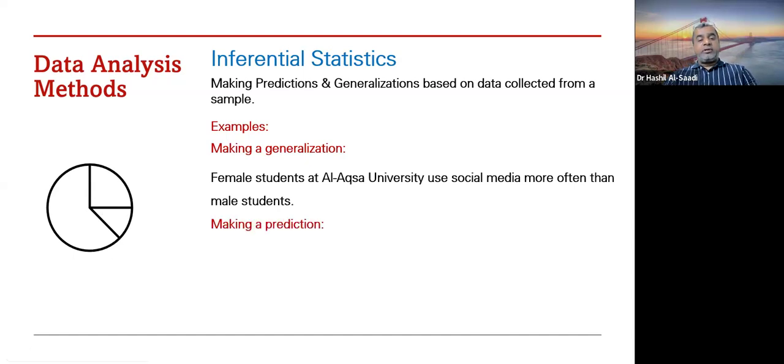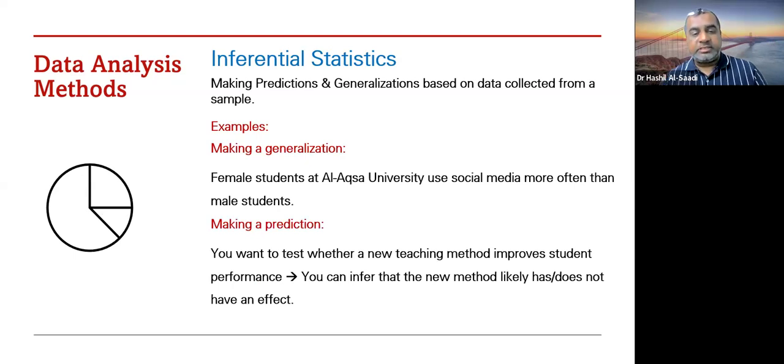We can also take an example of a prediction. Let's see how predictions may work here. For example, if you want to test whether a new teaching method improves students' performance or attainment, then you can infer that the new method likely has or does not have an effect. So you introduce, for example, AI in your class, or the flipped classroom, as we mentioned before, and you want to find out whether it works well or whether it doesn't have any impact. So you can make predictions based on the data you get.